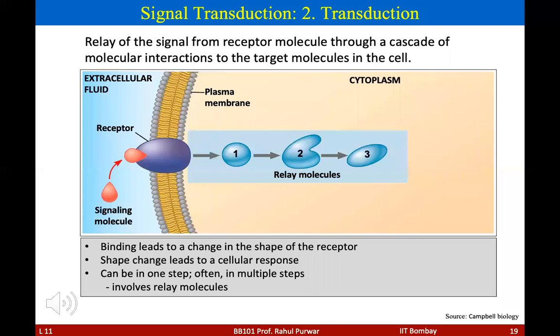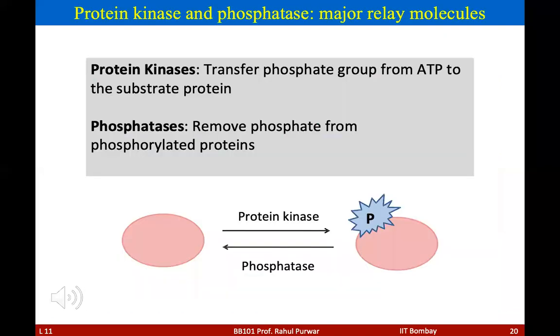So these are basically the way a cell responds. It can be one step, often in multiple steps, and involve multiple relay molecules, which we are going to learn next. So major relay molecules are protein kinases. Kinases here means the enzymes which cause the phosphorylation, which transfer a phosphate group from ATP to the substrate protein.